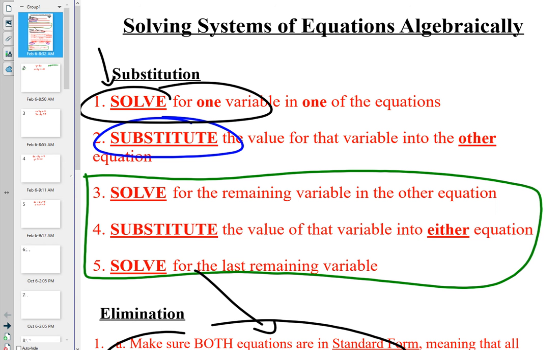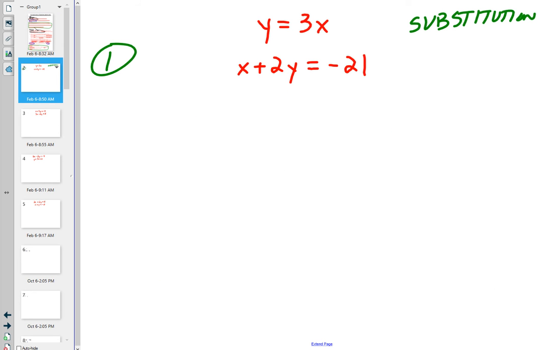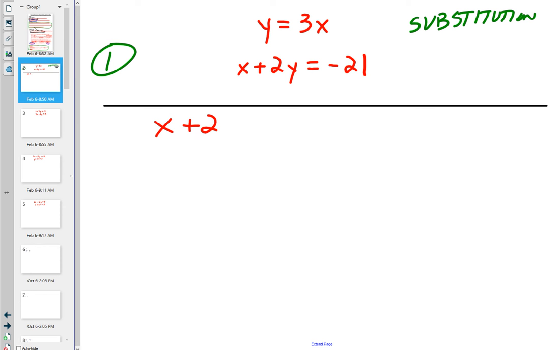Step 1 for substitution is done already for me because one variable is already by itself. What does step 2 say to do? Yes, Jair. There you go. The third time it says the same word today. Good. Substitute. And not only substitute, but substitute into the other equation. So I'm going to get that value of the top y, the 3x, and I'm going to write the other equation, the second one, but instead of a y, I'm going to write a 3x.